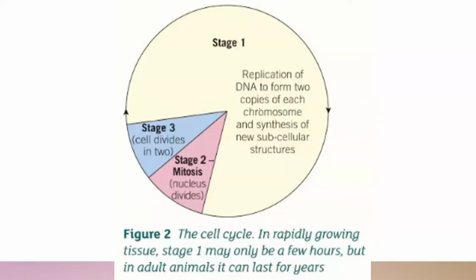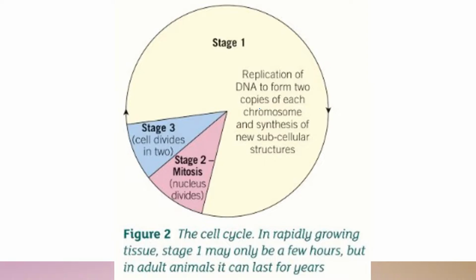So replication of DNA to form 2 copies of each chromosome. When you saw that karyogram, that cell is getting ready to divide, because it's actually made a copy. And synthesis of new subcellular structures, so it makes copies of everything in a cell. So that's stage 1. Stage 2, mitosis, the nucleus divides. Then stage 3, the actual cell divides.